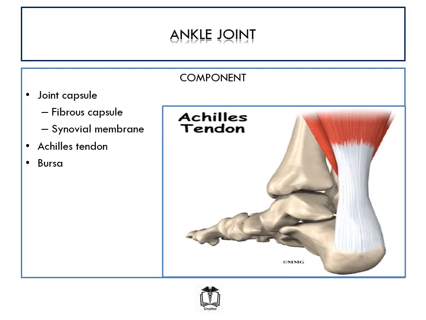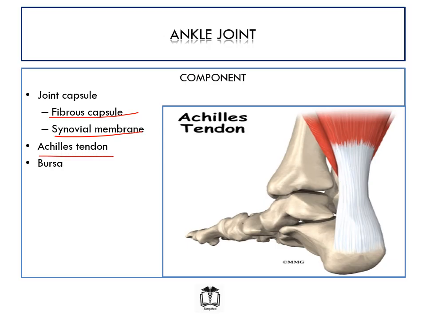In terms of its components, remember the ankle joint is a synovial joint, so it is made up of a synovial complex. This involves the joint capsule alongside tendons and bursa. The joint capsule would have fibrous capsules on the outer part and synovial membrane on the inner part that will line a synovial cavity. The important tendon of the ankle joint is called the Achilles tendon.